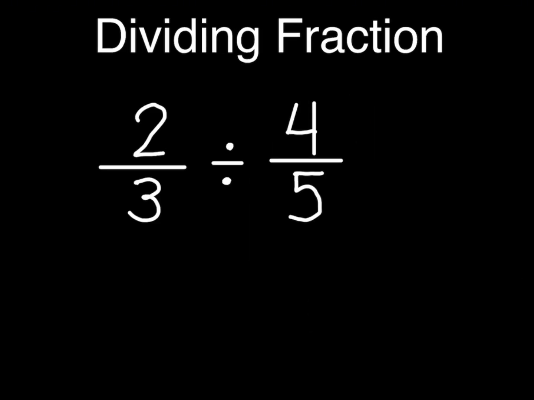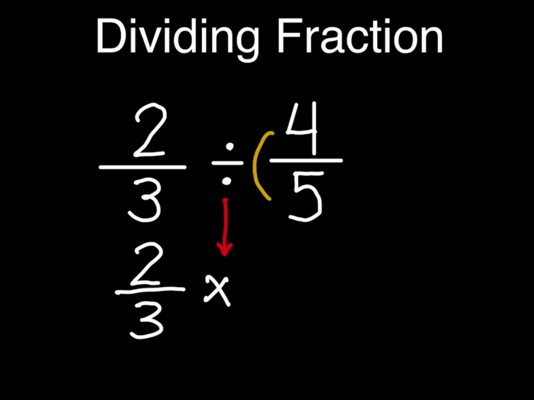Alright, let's have another one. So if you have 2 over 3 divided by 4 over 5, all you have to do is copy the first fraction, which is 2 over 3. Then change division into multiplication. And then swap the position of 4 over 5. So 4 will go down and 5 will go up. So it will become 5 over 4.